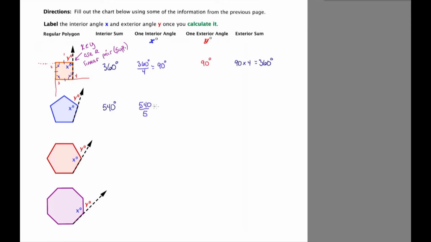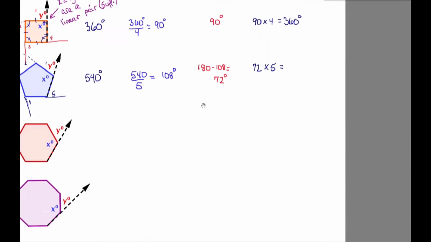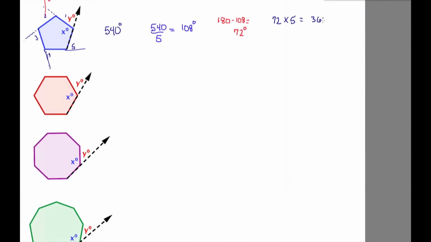The pentagon has 540 interior sum. I divide it by 5 to get 108 as my interior angle. Subtract that from 180 and I get 72 as my exterior. Multiply that by 5 to get 360. We're going to follow the same steps for the rest of the polygons here. And then let's see if you can figure out if there's another pattern here on this page. So maybe you want to pause it and see if you can figure out these problems on your own, and then you can go back and check your answers.